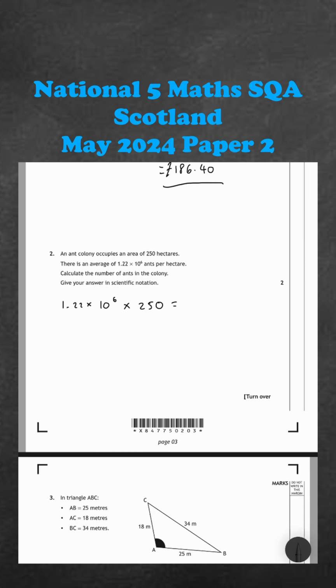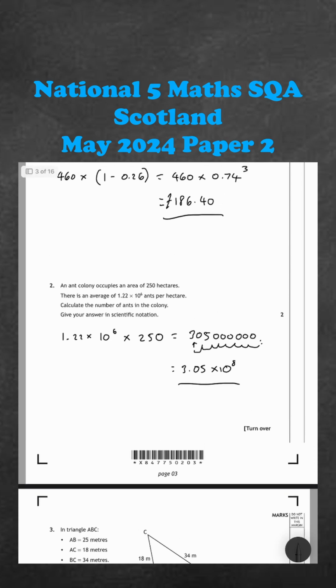Times 10 to the power 6. And I get 305 and then 6 zeros. Now, the question wants it in scientific notation, so we just need to put this into standard form. We want the decimal place to be here. It is currently at the back here, so let's move it 1, 2, 3, 4, 5, 6, 7, 8 times. So 3.05 times 10 to the 8 is your answer.